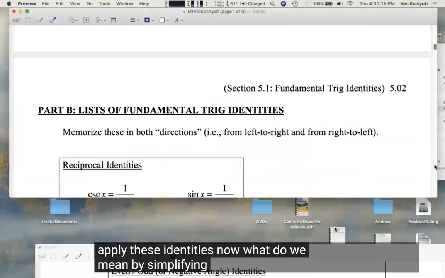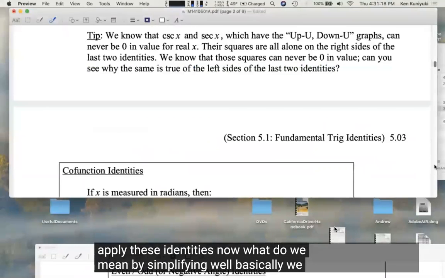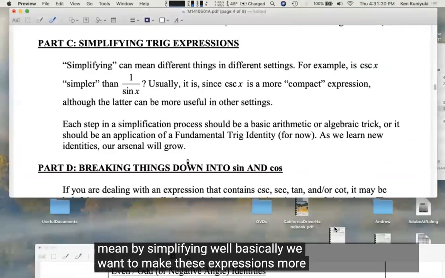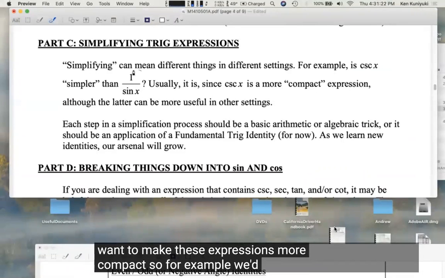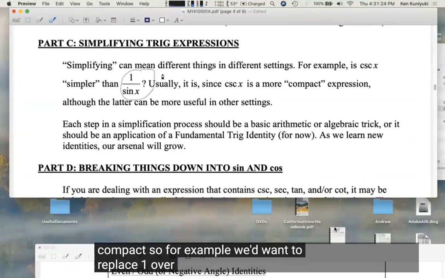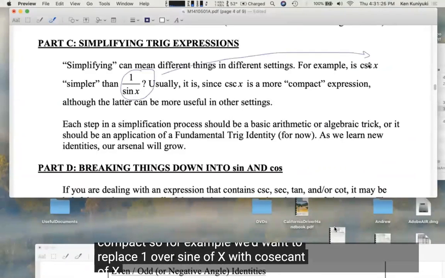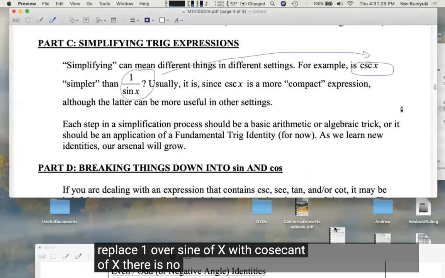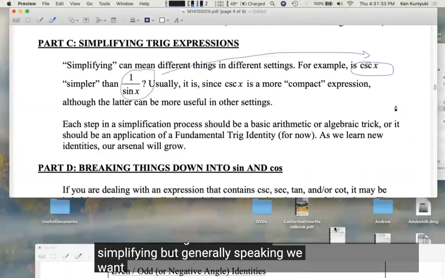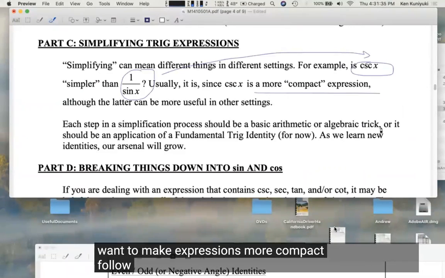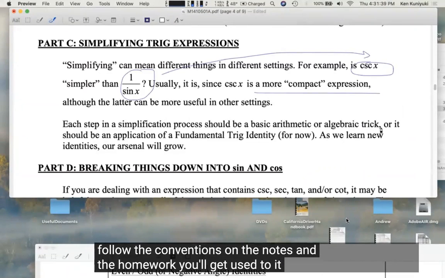Now, what do we mean by simplifying? Well, basically, we want to make these expressions more compact. So, for example, we'd want to replace 1 over sine of x with cosecant of x. There is no golden book for simplifying, but generally speaking, we want to make expressions more compact. Follow the conventions in the notes and the homework. You'll get used to it.